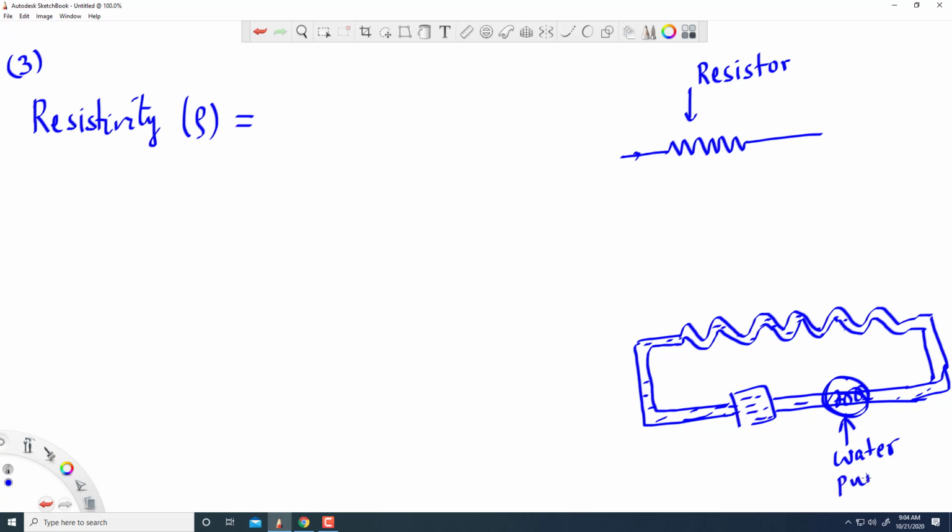In the same way, to get current in this circuit, you need some kind of pumping device. You can say a charge pumping device. Here it's a water pump, but we need a charge pump, and that charge pump is the battery. What the battery does is it pumps charge in the circuit.